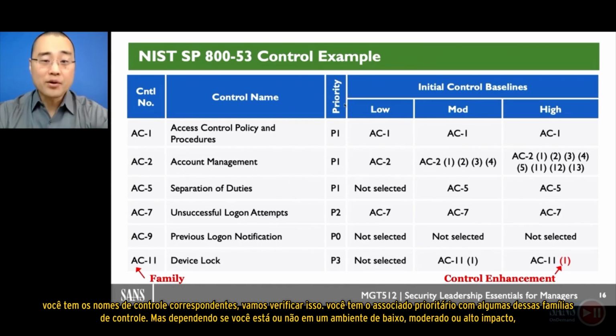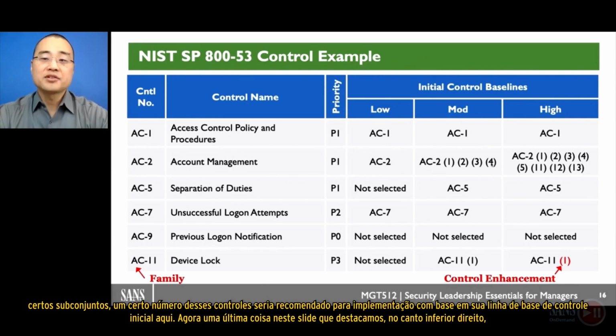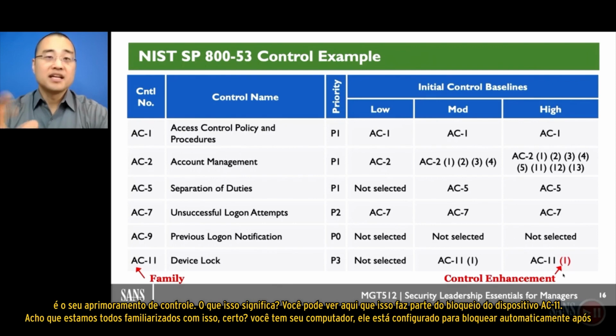You've got the priority associated with some of these control families, but depending on whether you're in a low, moderate, or high impact environment, a certain subset of these controls would be recommended for implementation based on your initial control baseline here. Now, one last thing on this slide that we've highlighted in the lower right-hand corner is your control enhancement. Well, what does that mean? You can see here that this is part of AC-11, device lock.